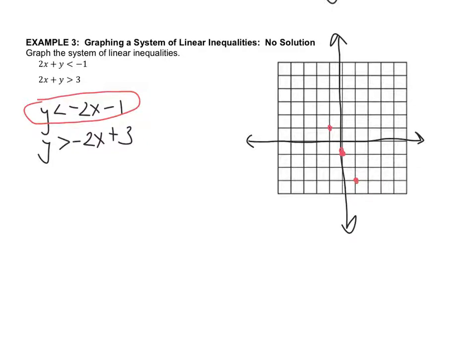This would be a dashed line because it has just the less than without the "or equal to." If I was to test 0, 0, it's close, but I can see that it's not on my line. So 0 is less than negative 2 times 0 minus 1. 0 is less than negative 1. Not true. Which means I would be shading this direction.